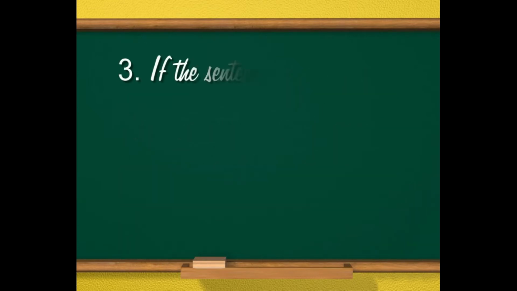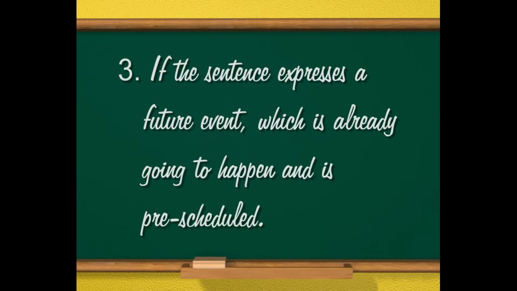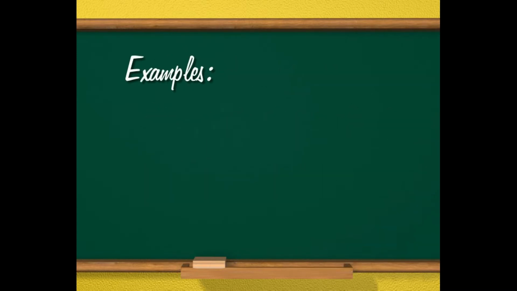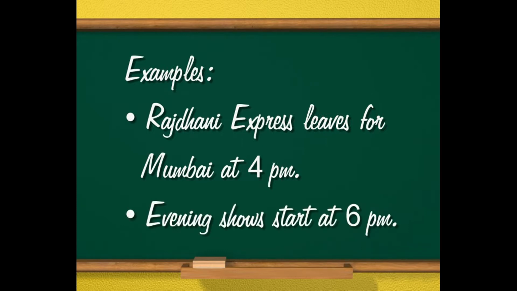Number 3, if the sentence expresses a future event which is already going to happen and is pre-scheduled. Example: Rajdhani Express leaves for Mumbai at 4 p.m. Evening shows start at 6 p.m.